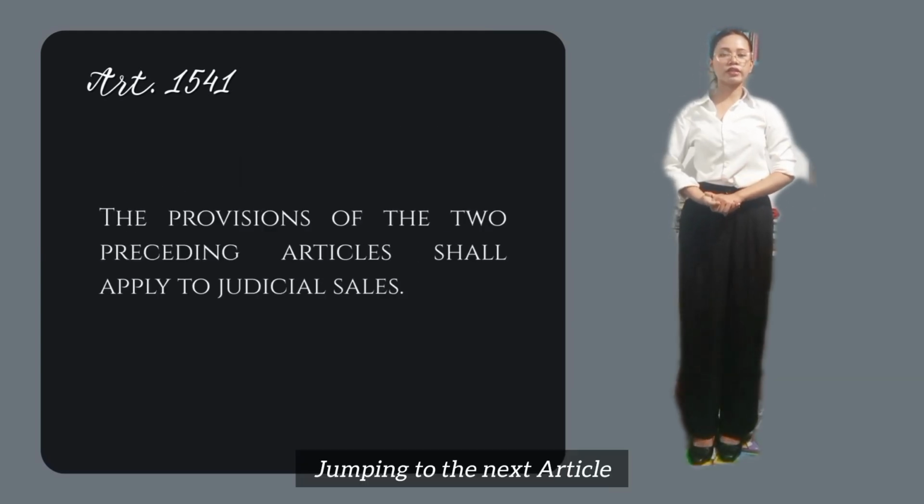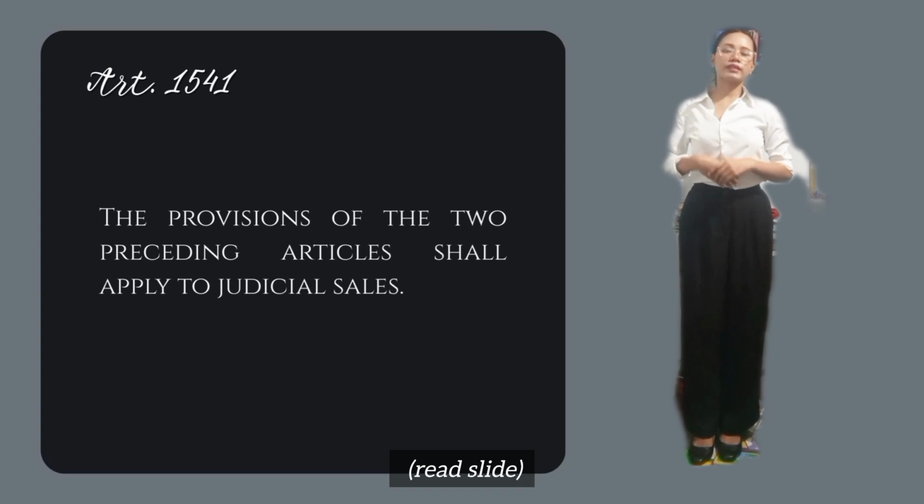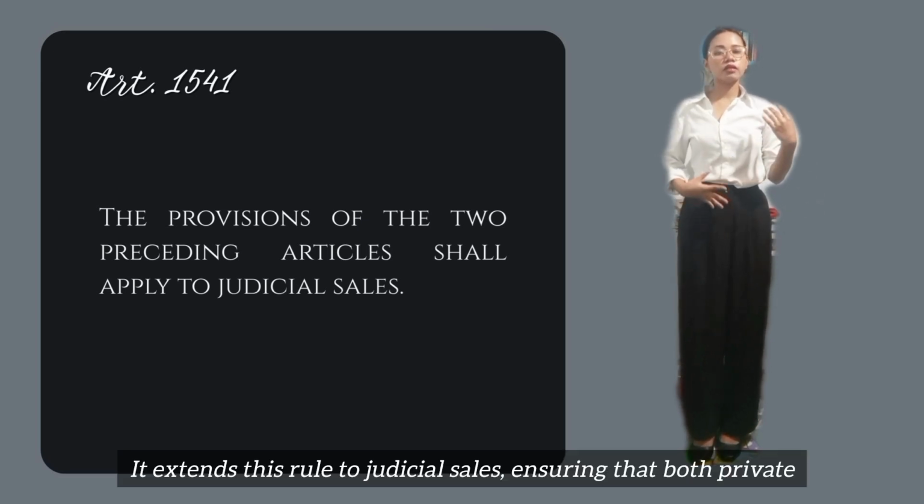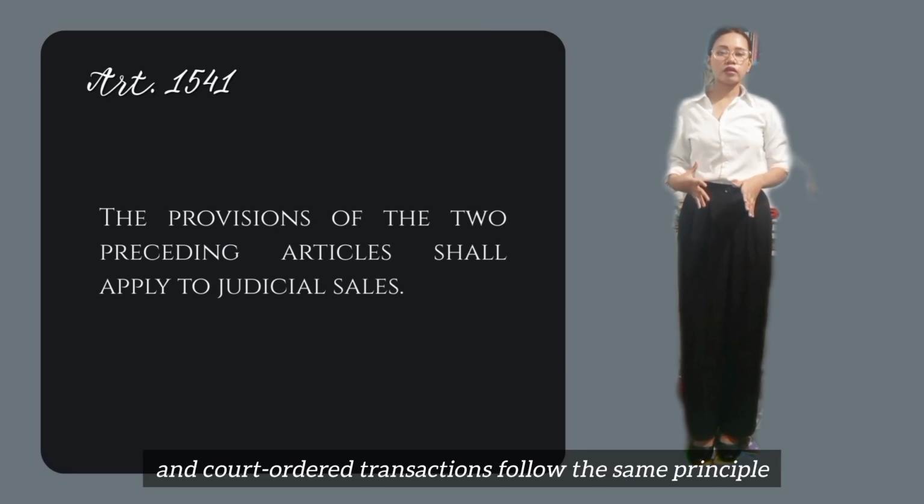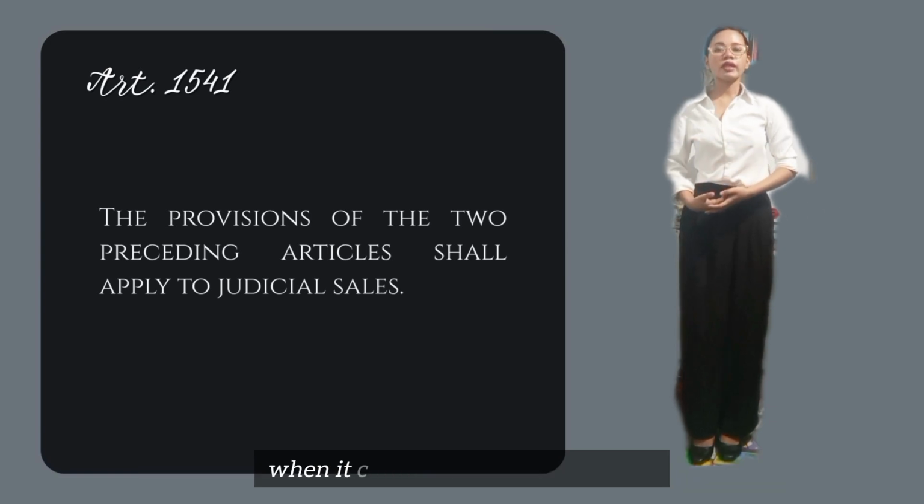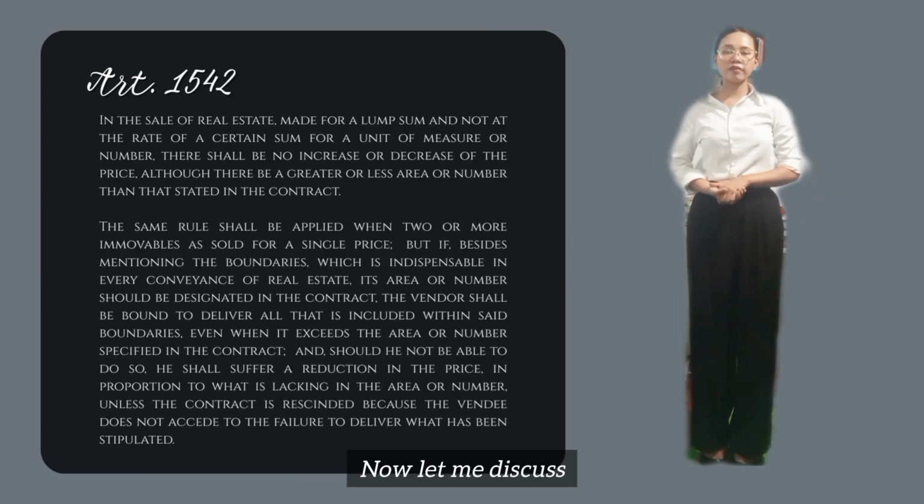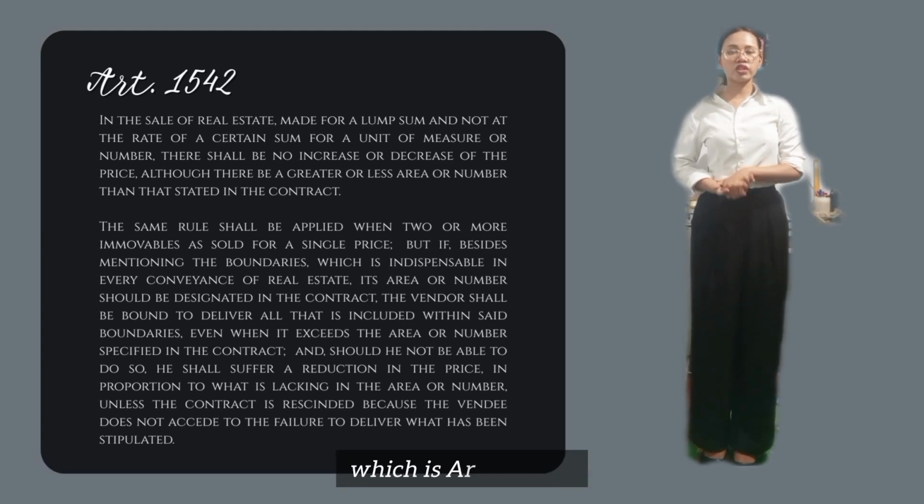Jumping to the next article, Article 1541, which states that the provisions of the two preceding articles should apply to judicial sales. It extends this rule to judicial sales, ensuring that both private and court-ordered transactions follow the same principle when it comes to area discrepancies. Now, let me discuss the next article, which is Article 1542.